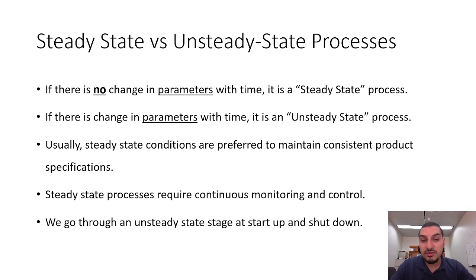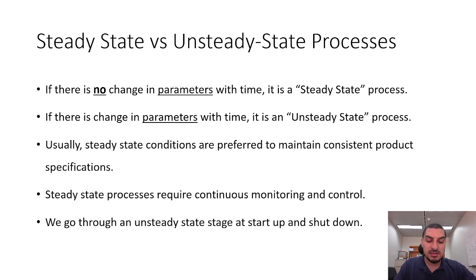Steady state is preferred if we have a process that is continuously producing the product, and to make the product consistent without significant changes in the conditions of the product, we prefer to operate under steady state conditions. And of course, to maintain the steady state case, we have to keep monitoring and controlling the parameters. So we have the controllers, and we have sensors to make sure that we know that the conditions are always maintained as designed.